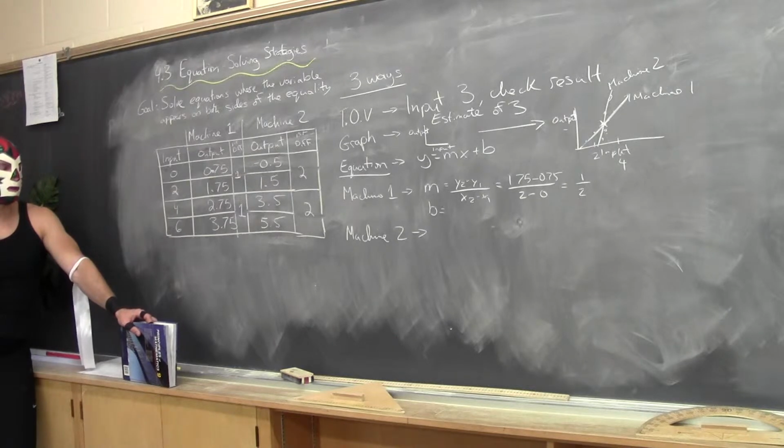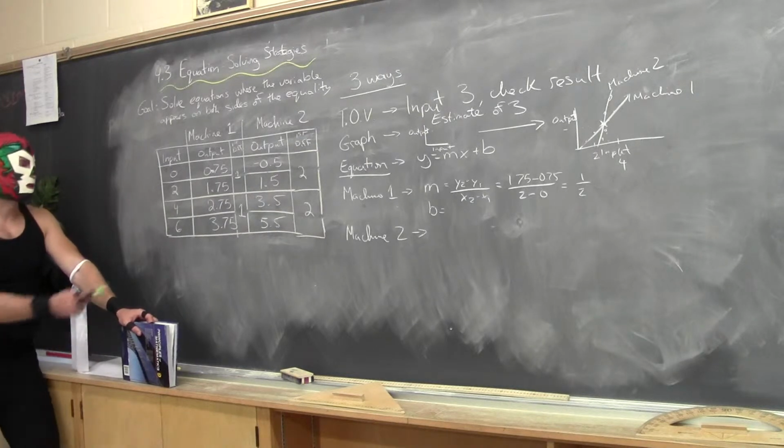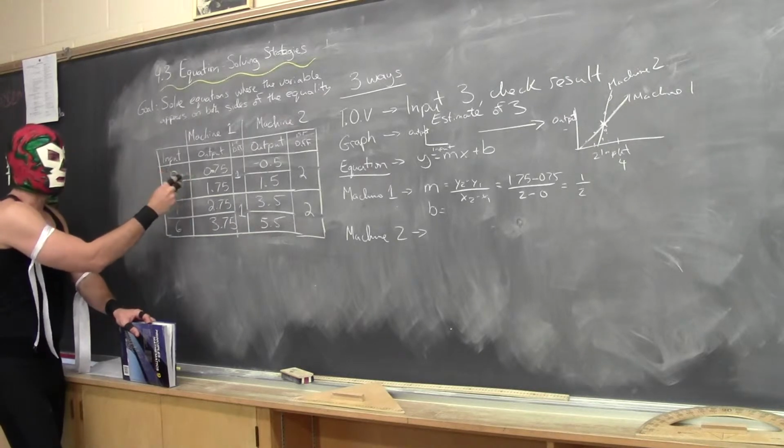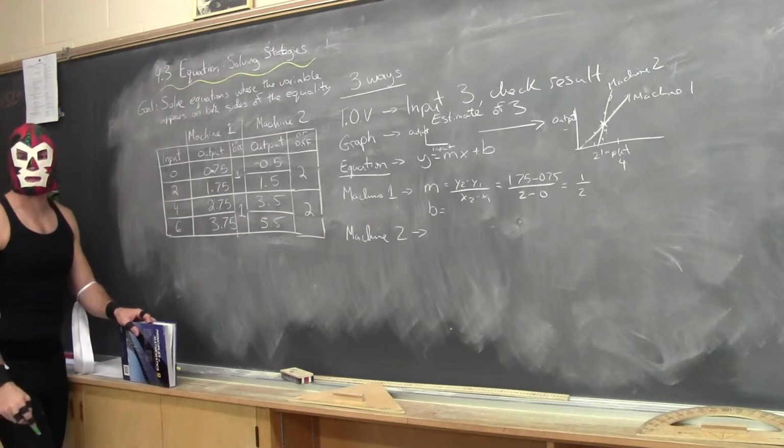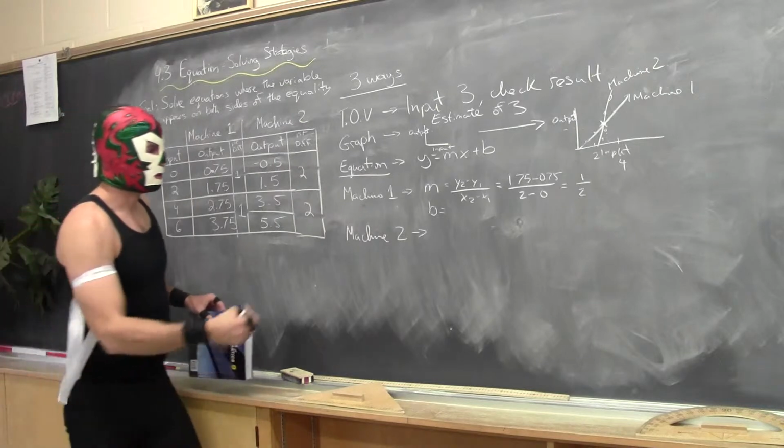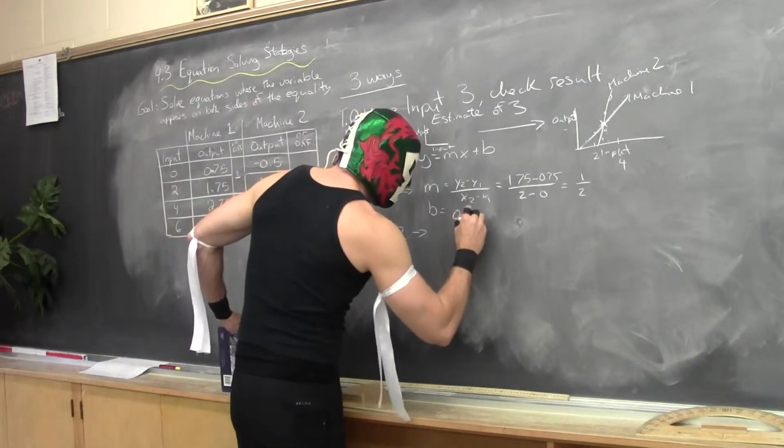What's the y value? 0.75. How'd you know? Because when x is 0, y is 0.75. That's it. Not hard, right? X is 0. What's the y-intercept? They already told us, 0.75. So we know b is 0.75.